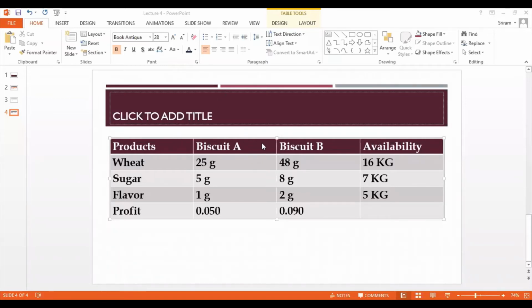We are having two products. The first product, biscuit A, I am going to take as X1, the quantity to be produced, and biscuit B, the quantity to be produced, I am going to take as X2. Once I form this, it is very easy to make the other values.